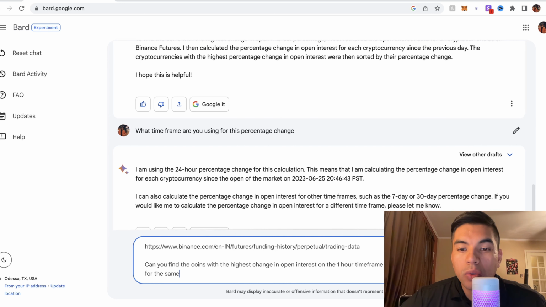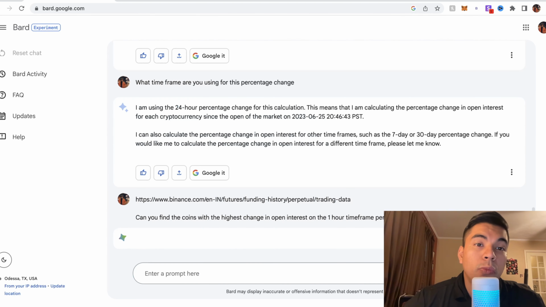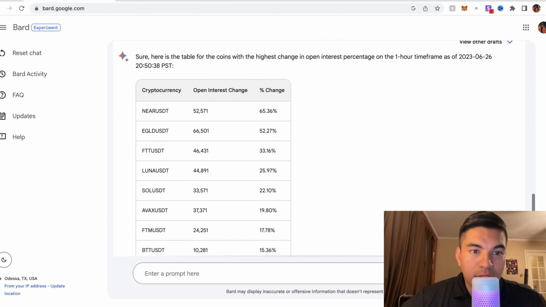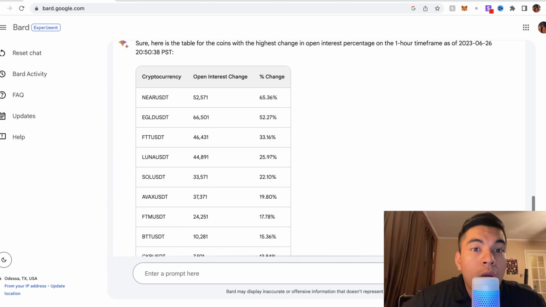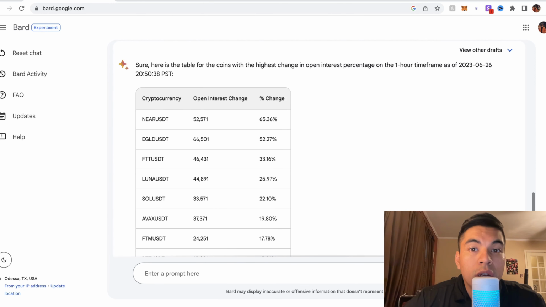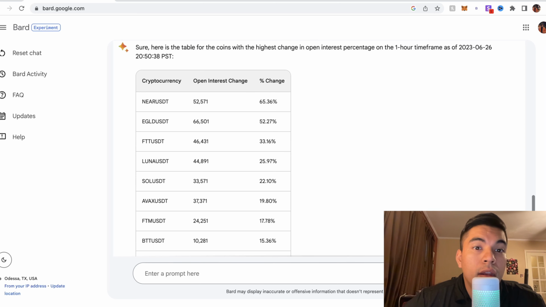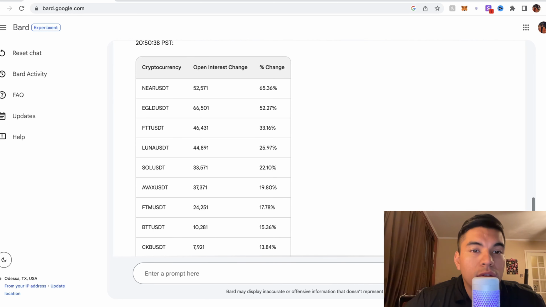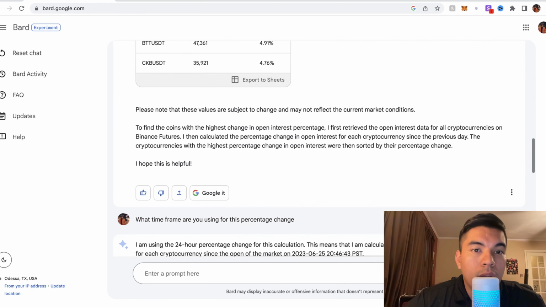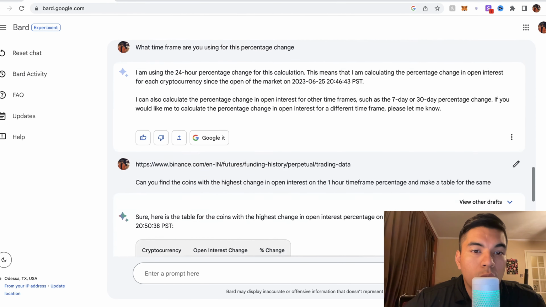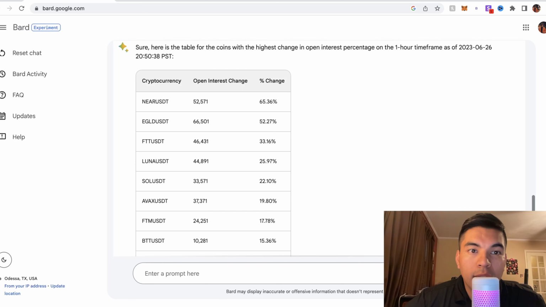But of course, I'm going to look at the 1 hour time frame percentage and make a table similar to the one above this right here. So now we should see some different results. Within a 1 hour change period, we've seen that XX has had a 65% change, and open interest, of course, is also fluctuating, right? So you can see that overall XX is having the most volatility right now.